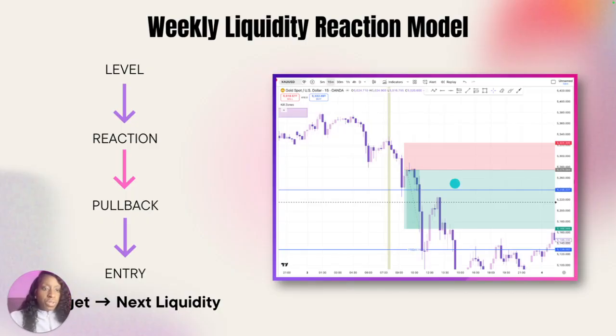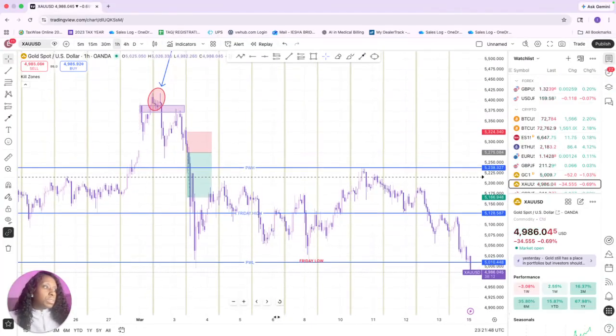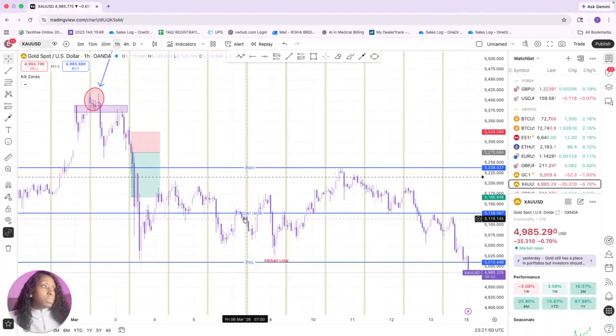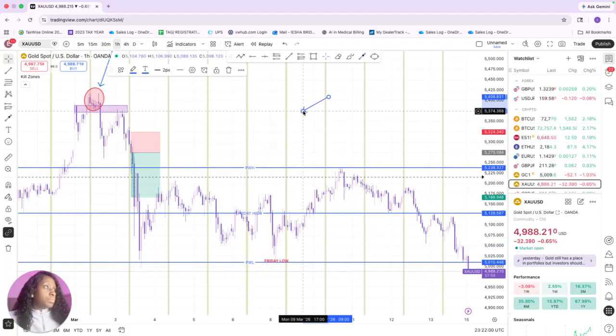So now that you understand the model, let's get back to the chart, and I'm going to show you guys on the chart as well. Step one is my key levels: the previous week high, previous week low, Friday high, and Friday low.